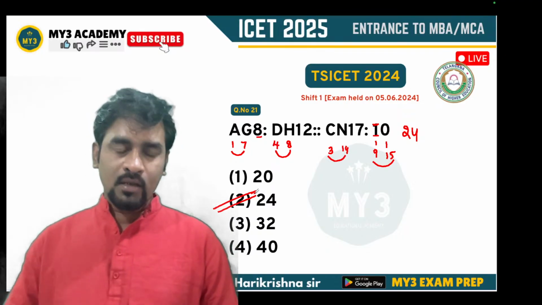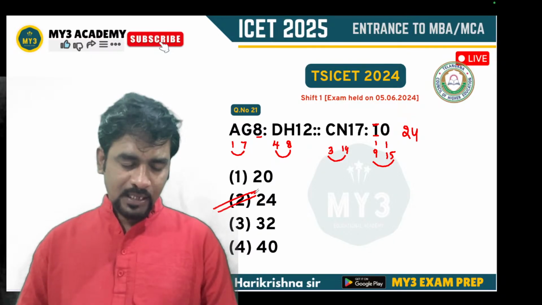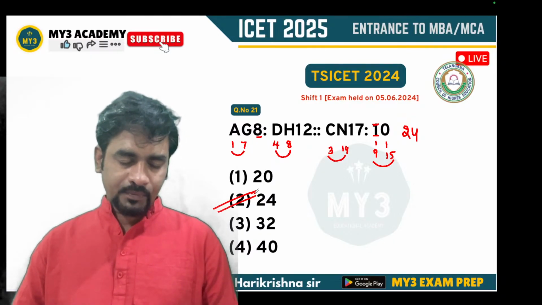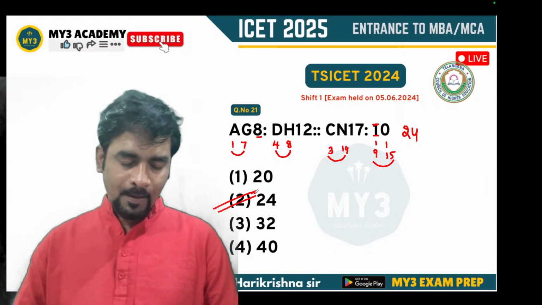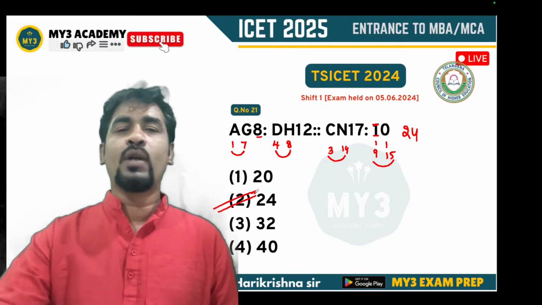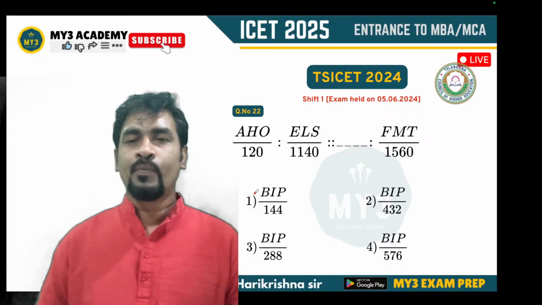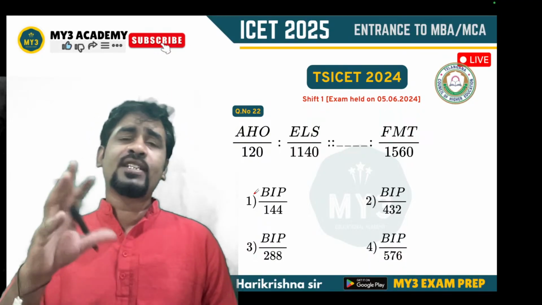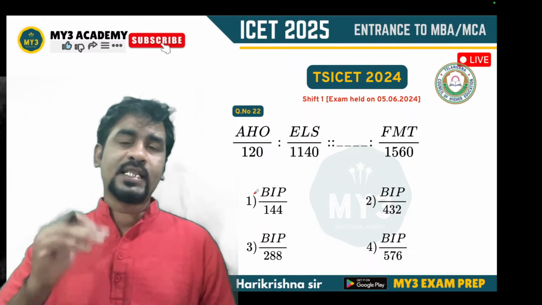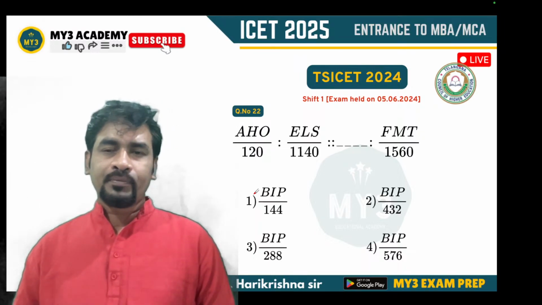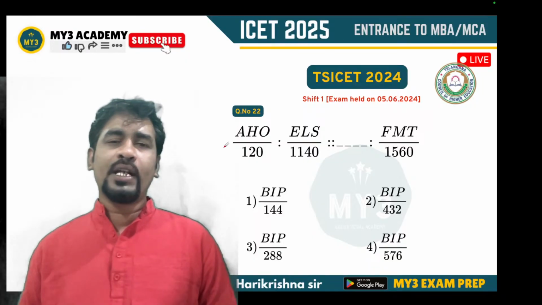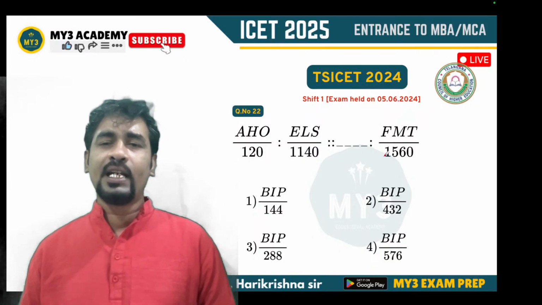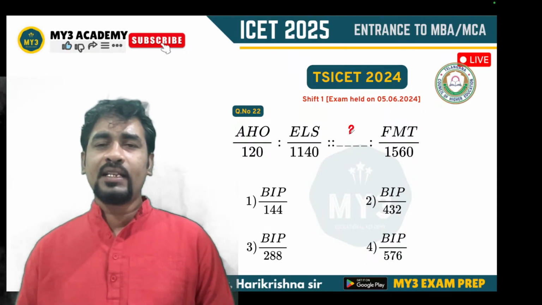Good response. Most of you have given the correct response. Harsha, Lakshmi, Kasim, Loknath, Jagruti, Jeshma. So look at the next question, question number 22. They have given the question in such a way that fraction type questions are available with some numerator and denominator. So AHO is 120, ELS is 1140, FMT is 1560. They are asking for the missing one.